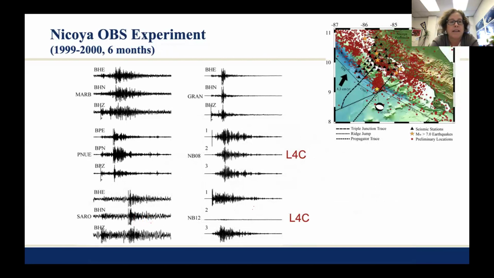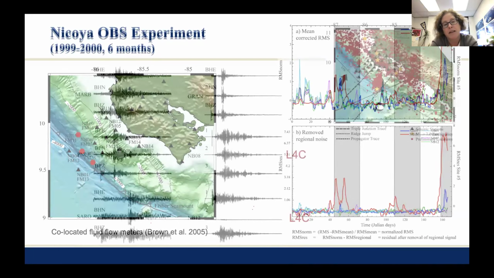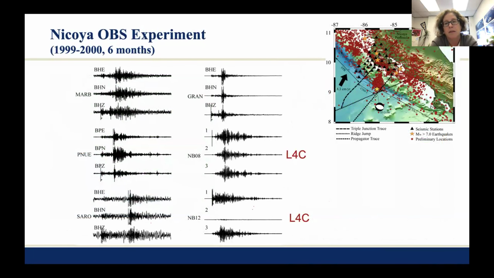The Nicoya data, again, was 6 months. Some of the land stations are shown on the left, but here you have 2 of the L4C sensors. Again, why I didn't plot a PMD example in my dissertation, I do not know, but it is what it is. They were nice, but a bit noisy. And again, these OBS did capture.